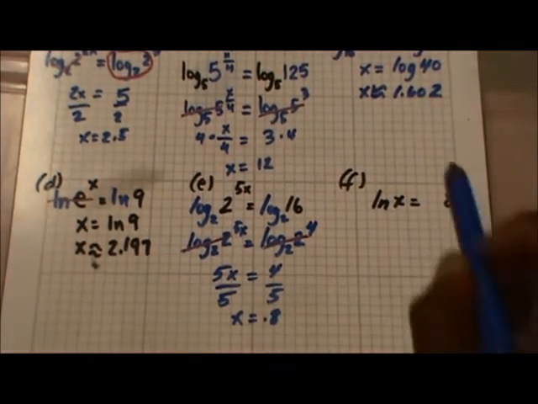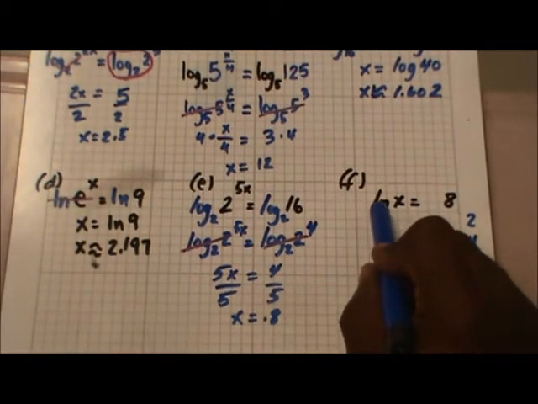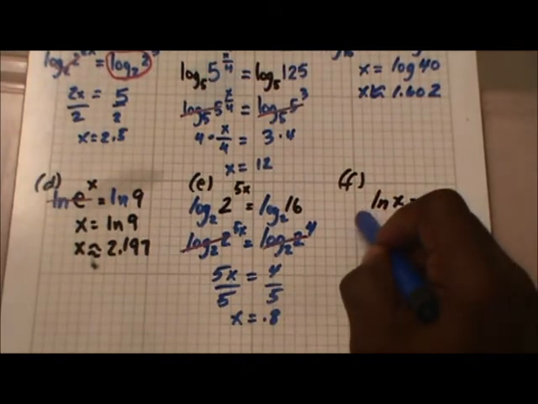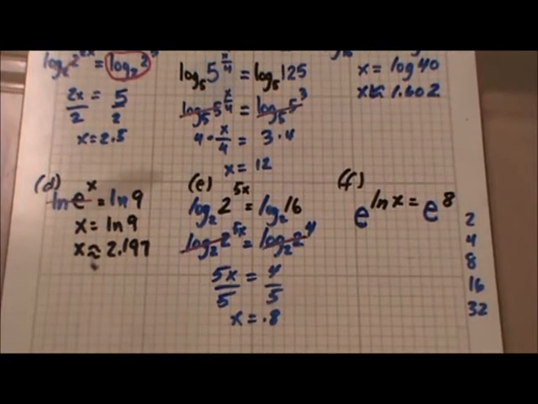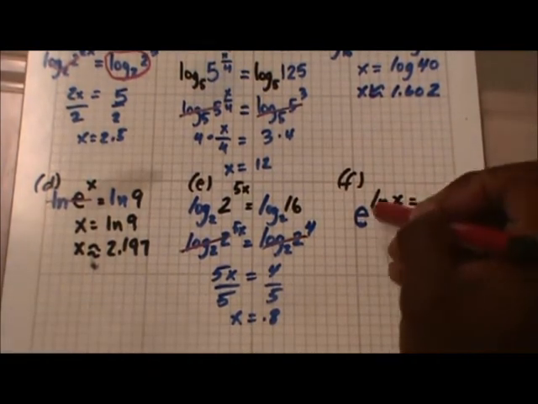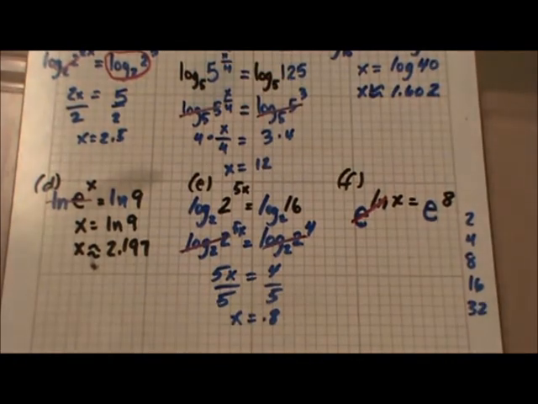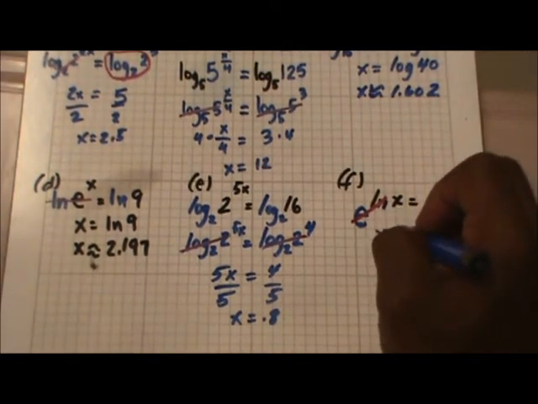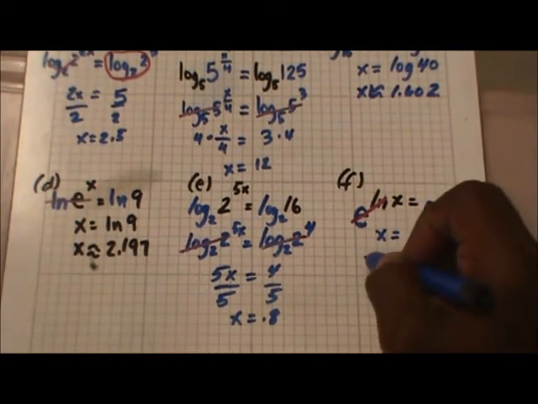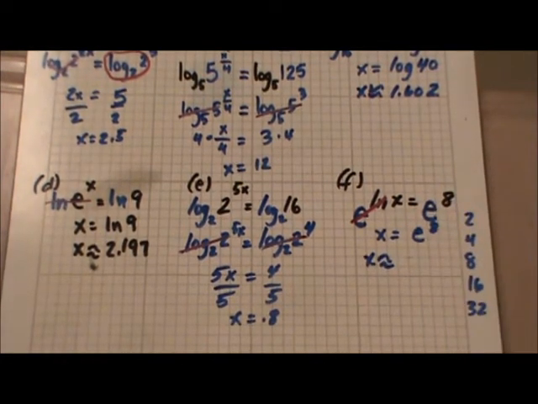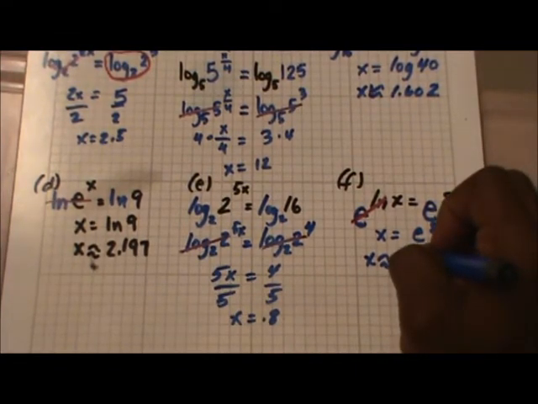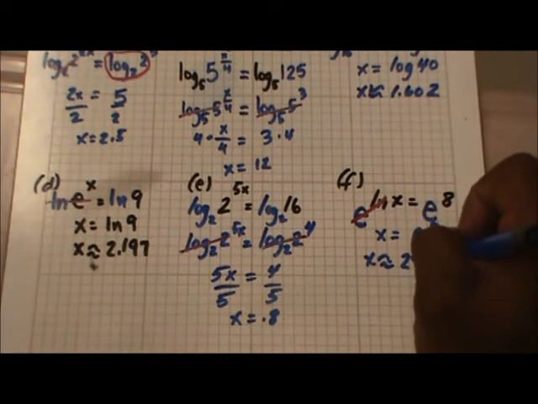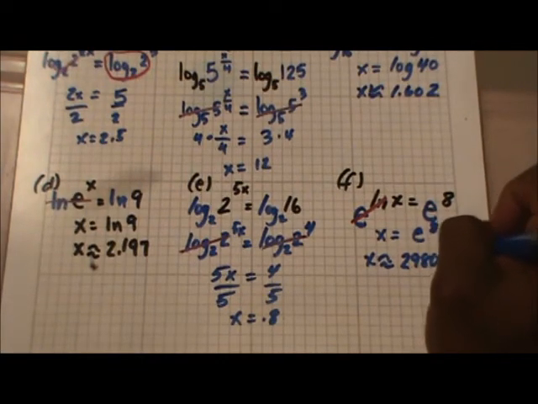Next problem, the inverse of natural log is e. So we want to raise this whole problem up to an e. If we do that, then our e and our natural log cancel, and we end up with x is equal to e to the 8th. In that case, we would plug in our calculator, second natural log, 8, and enter. And it would be 2,980.958.